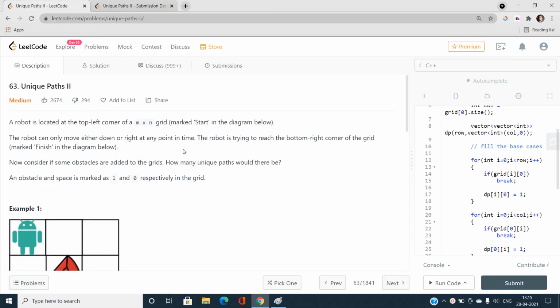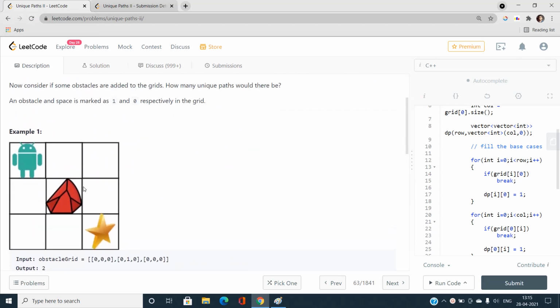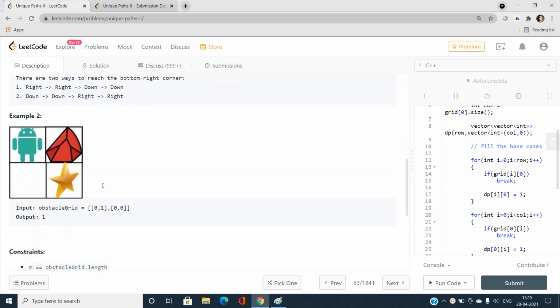In this problem some obstacles are placed, so how are we going to find the total number of unique paths, and what are the changes that we have to make in the code? That is a very simple, short change. How are we going to do that? Let's try to understand that also.